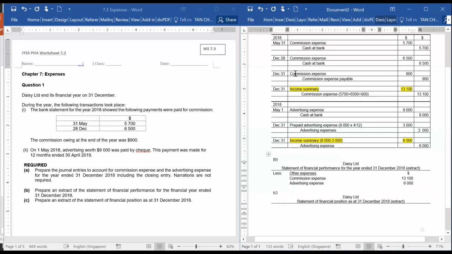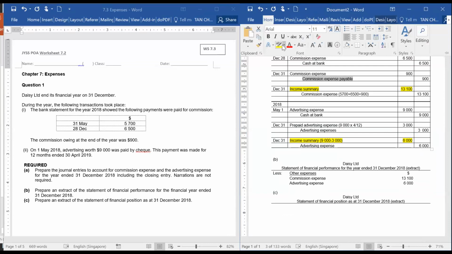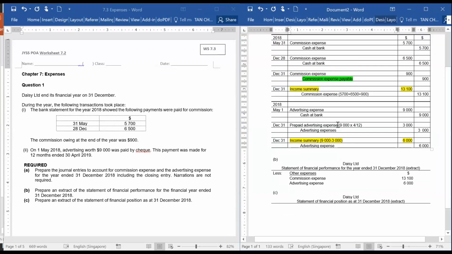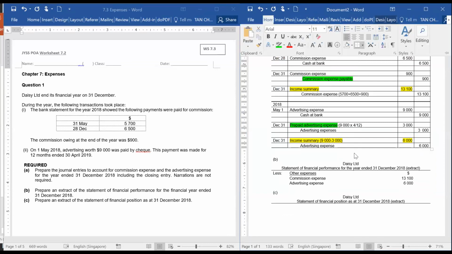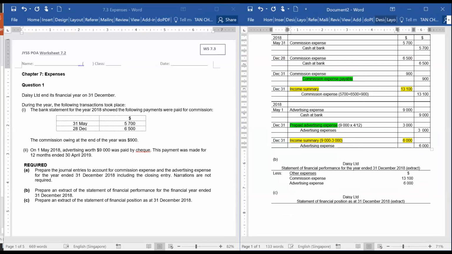If you look at it carefully, the items relevant to your position, of course, will be those related to your assets and liabilities. In this case, as at 31st December, we know that we are owing for commission expense. And commission expense, of course, is our current liability. And then we also have our prepaid advertising expense. This will be a current asset. So the position matters when you're doing your financial position.